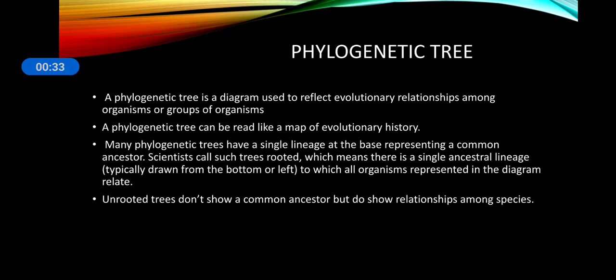of organisms. Some phylogenetic trees will be rooted, others will be unrooted. So there are two types, that is rooted trees and unrooted trees. In the case of rooted trees, there will be a common ancestor or a common lineage from which all other organisms are thought to have evolved. But in the case of an unrooted tree, there will not be any common ancestor.